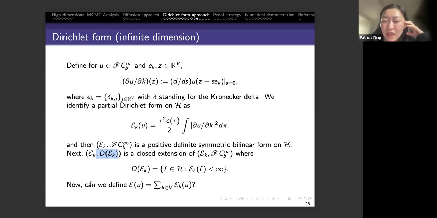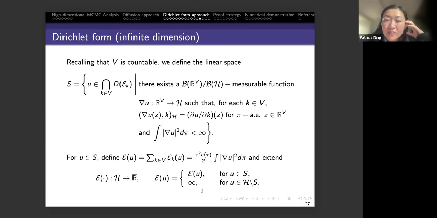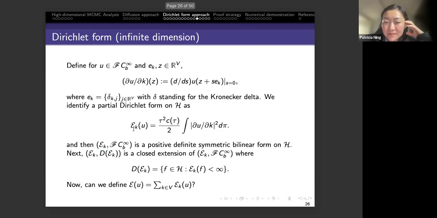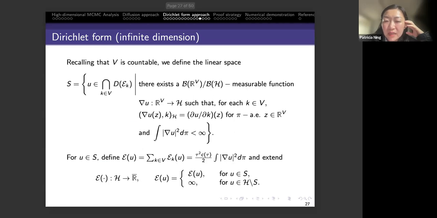Okay. And now, can we define the infinite dimensional Dirichlet form yet? Okay. So next, we recall that V is countable. We can define the linear space, that is, we take the intersection of the D(E_k). Here E_k is a partial Dirichlet form, according to this kind of setup. And after that, we simply combine this together. It's a summation over k in V of the partial Dirichlet forms. Eventually, the infinite dimensional Dirichlet form is given in this form.